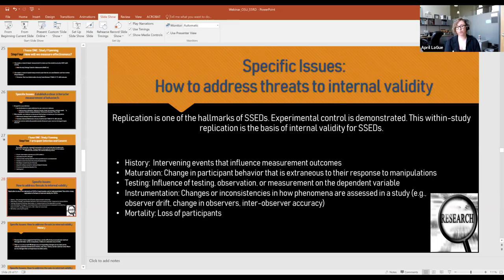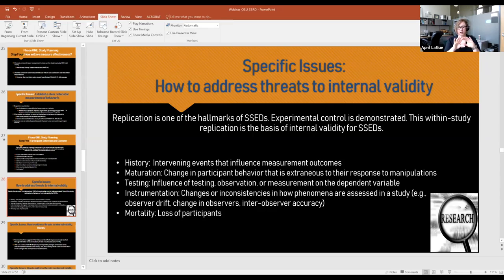So replication is really the biggest piece of single subject research designs. That's how experimental control is demonstrated, within that replication. So that's really important to keep in the back of our mind when we see these threats to internal validity, or when we are advocating for single subject research design and someone says, oh my goodness, there are so many threats to validity. We say, well, it's really important to understand that this is a single case design. So we need to replicate it. There's a reason why it's called single case design. And so really advocating for that replication of the design is very important.